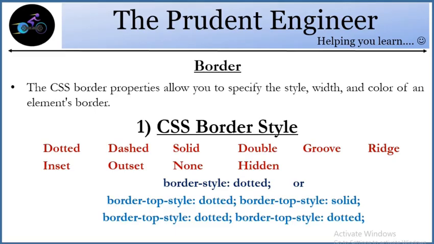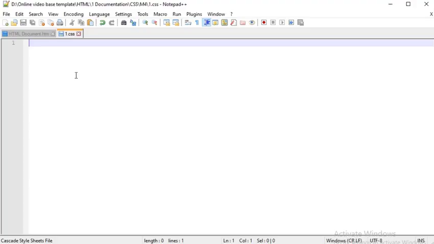So first of all, the border property will allow you to specify the style, the width, and the color of the element. There are multiple things that you can use: border style, border width. We will start with the border style. Border style can be dotted. You may want a dotted border, a dashed border, a solid border, a double border, an outside border, and much more. You have to write border-style colon dotted. Okay, so I'll show you how.